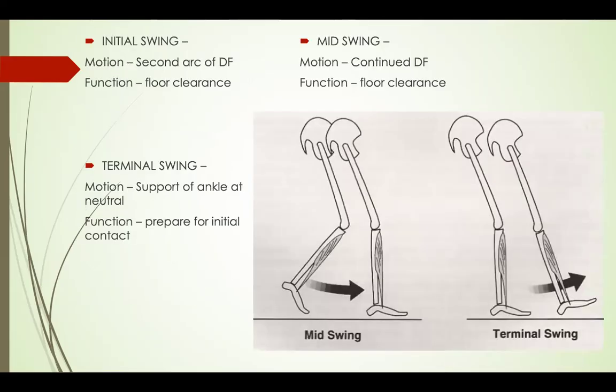During the initial swing, through the whole swing, there will be dorsiflexion of the foot, the second arc of dorsiflexion, which will help in floor clearance. In the terminal swing, the ankle will be at neutral and not dorsiflexed. This will prepare the foot for the initial contact.